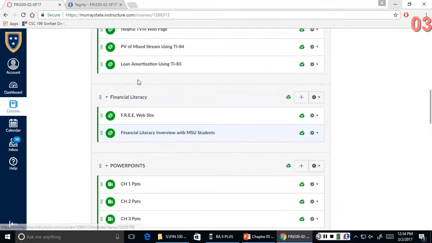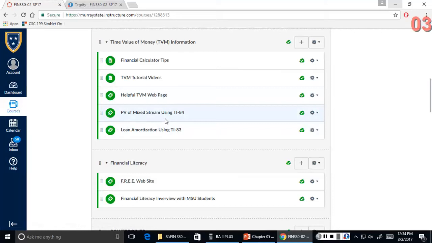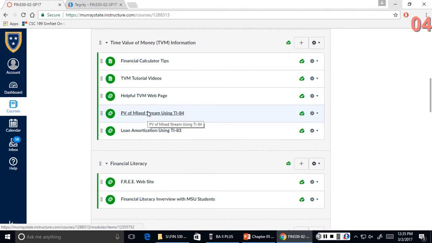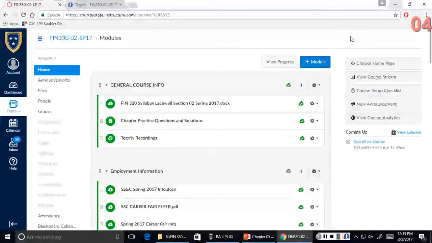Also, a couple of other things to make sure you notice. On your home page, there are some financial calculator tips dealing with all different types of financial calculators, no matter which one you use. There is some information on time value of money, such as how to calculate a present value of a mixed stream using a TI-84. It's step-by-step information that I've received from students over the years that I've added here. All right, so I think that is it.